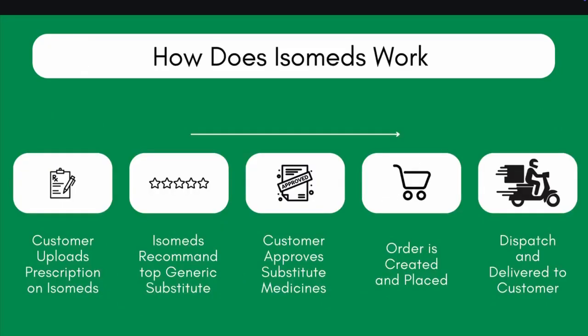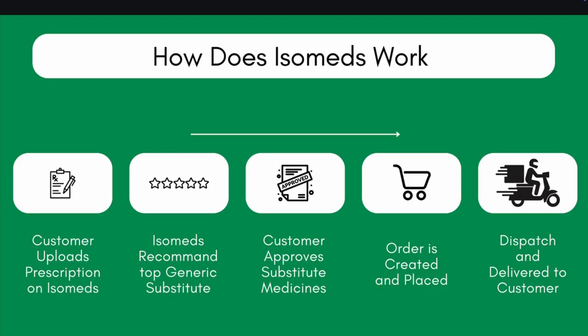So this is how Isomeds works. Customer uploads a prescription on Isomeds, and post that Isomeds recommends generic substitutes for the medicines. Okay, if your Rx has, let's say, 5 medicines, out of them 4 are branded and 1 is generic, then we'll suggest the best generic substitute from a top brand, and after the customer approves the substitute medicine, we pack the order and dispatch it to the customer. This is a very simple process.